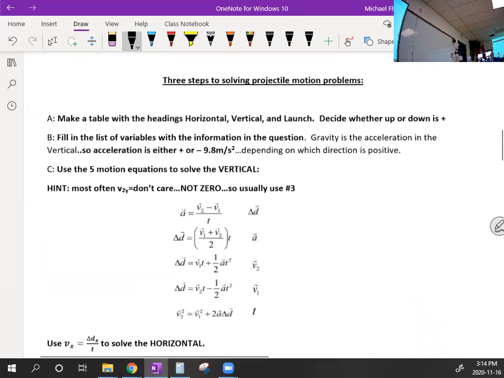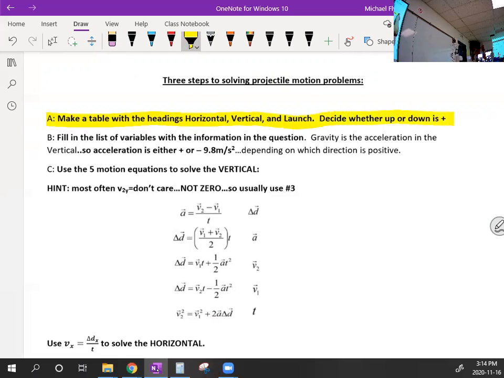All right, so there are 3 steps to solving projectile motion questions. And if you're wondering where these notes are, they're in OneNote. So please access OneNote to find these notes. And it says here, step A, make a table. Whoops, I'm gonna cross that out. Make a table with the headings horizontal, vertical, and launch.